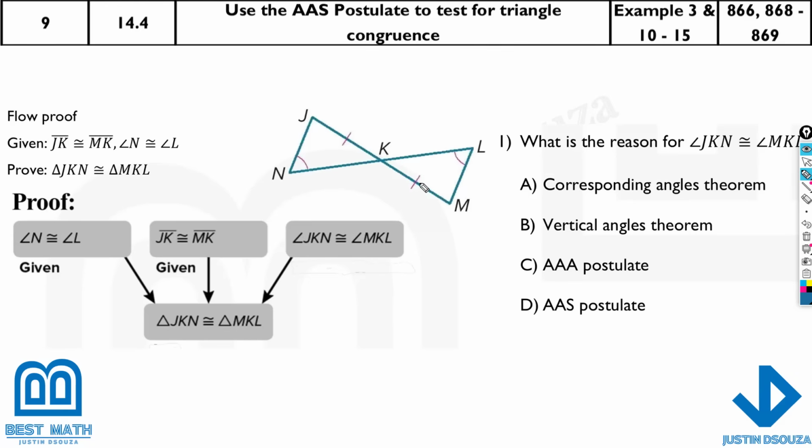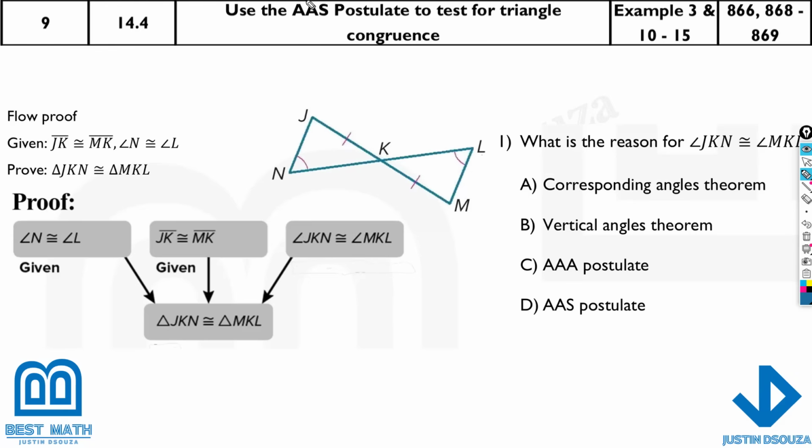It's given that JK and MK are equal. They have mentioned that N and L are equal to each other. That means, see this angle and this angle. We need to prove these two triangles are congruent to each other. So we know for sure they must be congruent. Now, which angle can help us prove that?